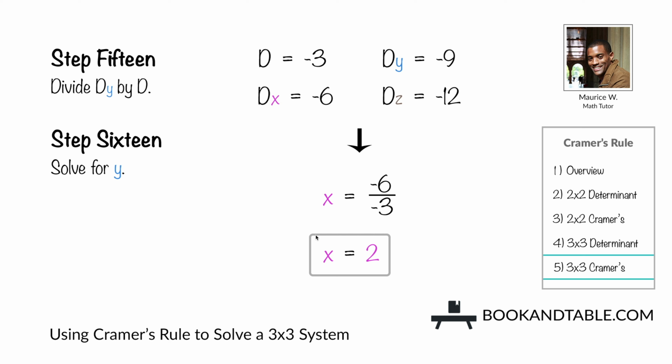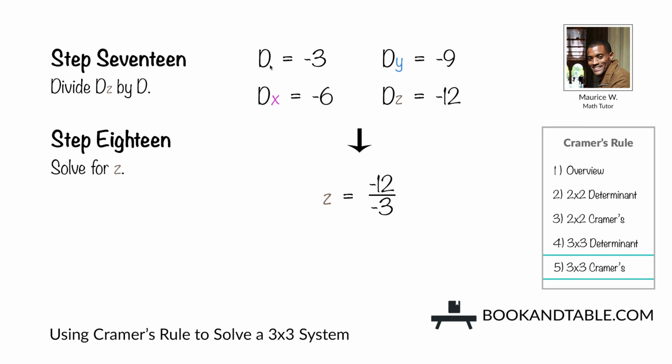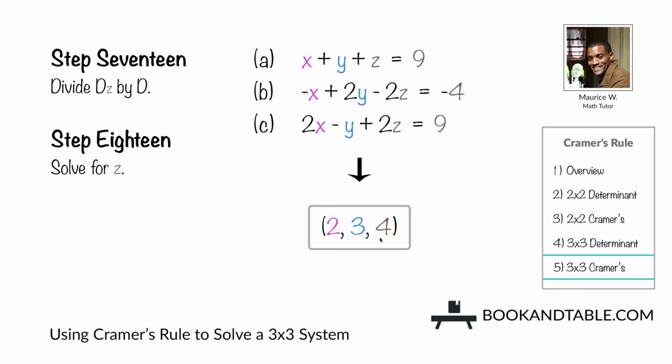Now let's find y. So we want to divide dy by d. So that shows us that y is equal to -9 divided by -3, which means y is equal to positive 3. And for z, we want to divide dz by d. So that shows us that z is equal to -12 divided by -3, which would be positive 4. So the solution to the system is the point where x is 2, y is 3, and z is 4.